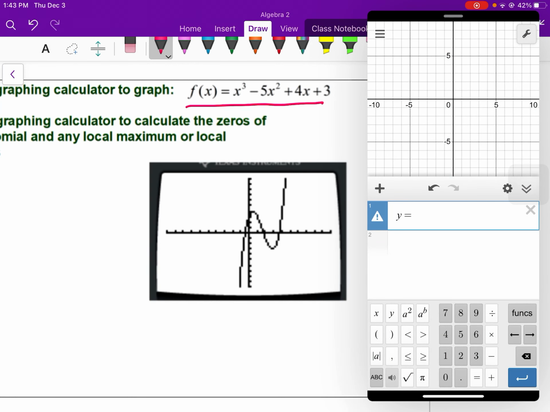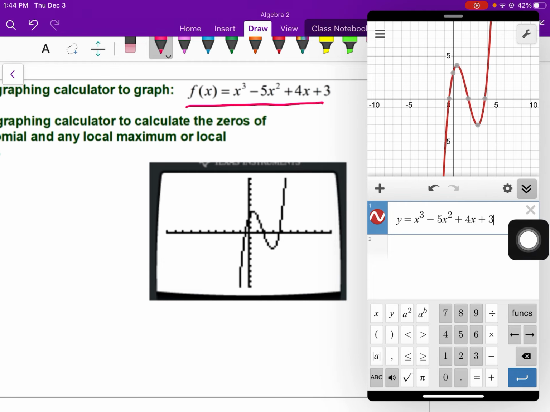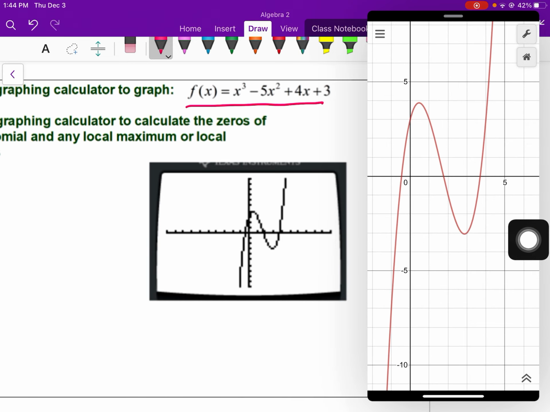So y equals, Desmos is really nice, x to the 3rd power, minus 5x squared plus 4x plus 3. So Desmos is really nice because it actually identifies all of the key points for you. If you tap on the graph, you can identify, here's my x-intercepts.